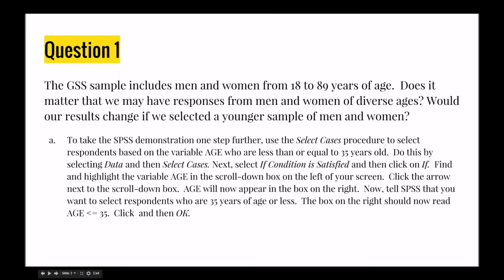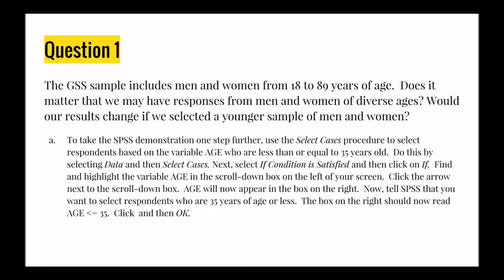So for question 1, the GSS sample includes men and women from 18 to 89 years of age. Does it matter that we may have responses from men and women of diverse ages? Would our results change if we selected a younger sample of men and women? So we're going to take this demonstration I just did one step further. We're going to use the Select Cases procedure to select respondents based on the variable age who are less than or equal to 35 years old.